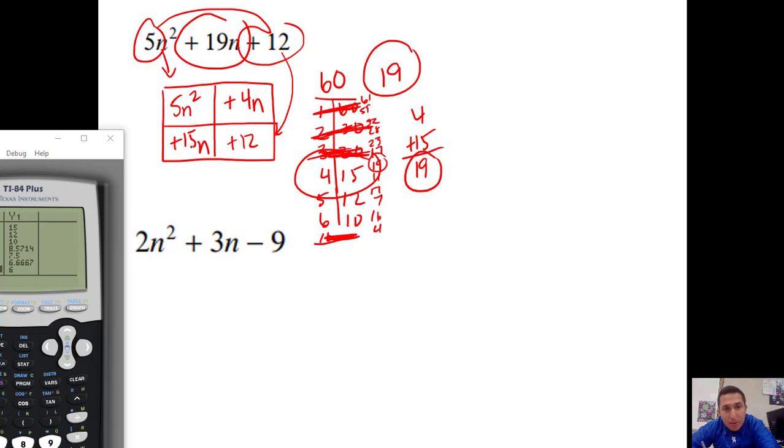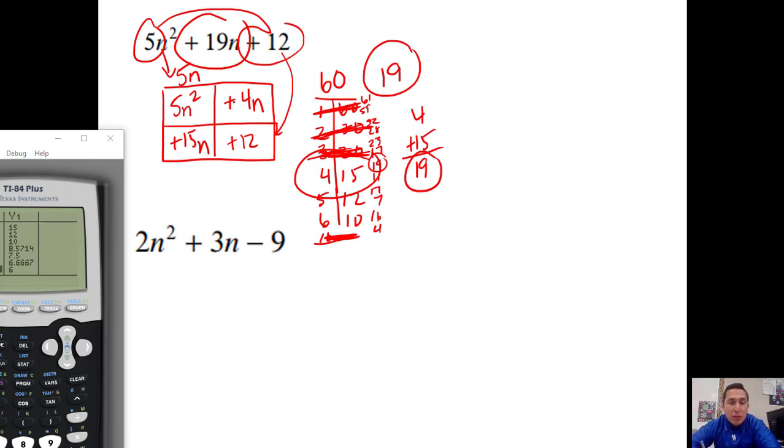3 times 5. So there's a 1, 3, and a 5, and a 15 inside of this 15. So the numbers that they have in common is they both have a 5 in them. So you take that 5 out and write it on the top. The next part, you see 2n squared right there and then 1n. What letter do they both have in common? They both have n's in them.